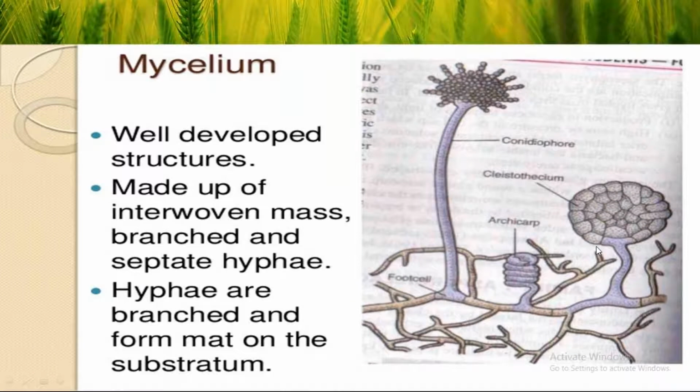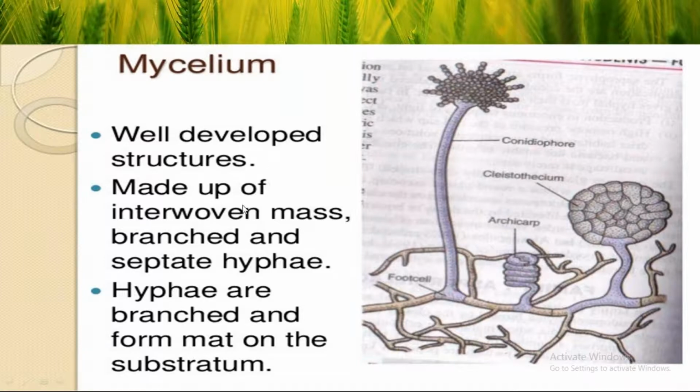So this archicarp is also a sexual form. This is the foot cell from which this particular conidiophore is arising. This is the asexual state. So this conidiophore is arising from here. It will bear the phialides on top of that, and from the phialides the conidia will arise.